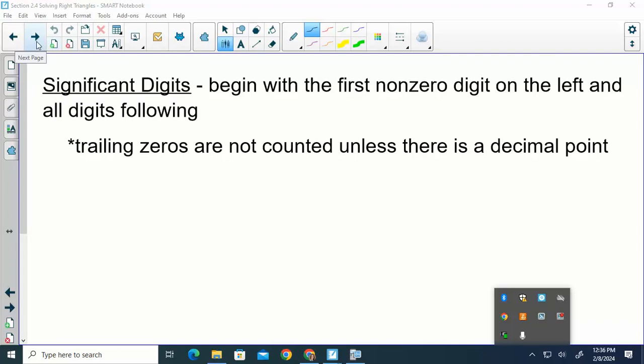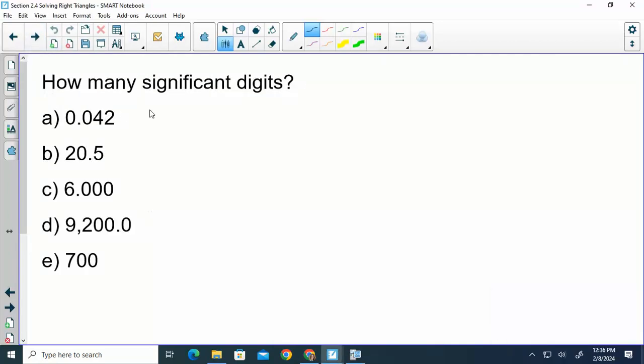Let's start just making sure we can count significant digits. So we start with the first non-zero digit on the left. So my first non-zero digit is 4. And then we count that and everything after it. So this one only has 2 significant digits.